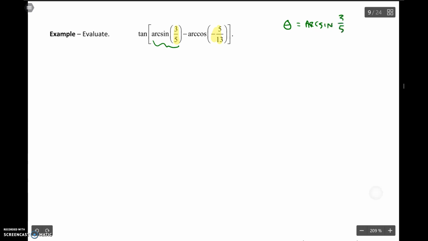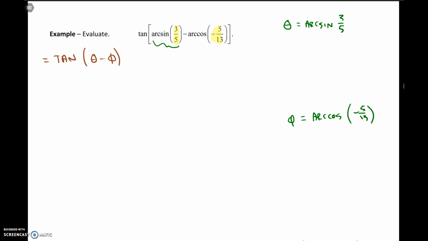And I'm going to call phi the arc cosine of -5/13. If I do this substitution, then this simply becomes the tangent of theta minus phi. Now I don't know what theta minus phi is. I can't find these angles in exact form.